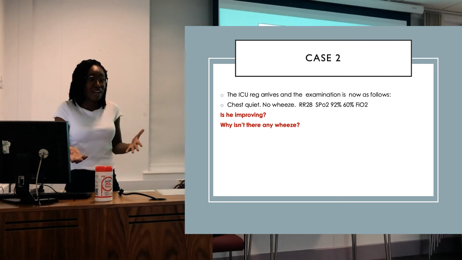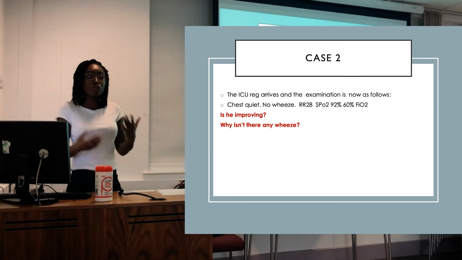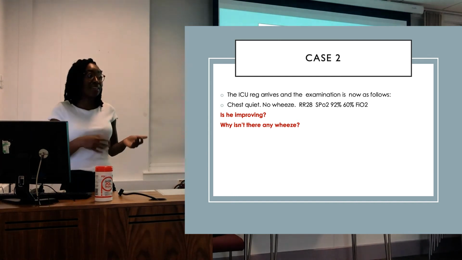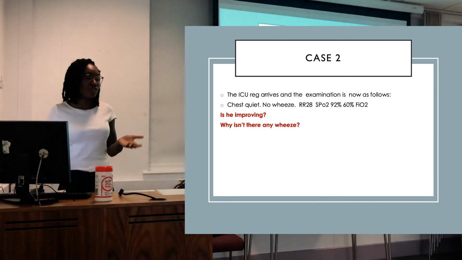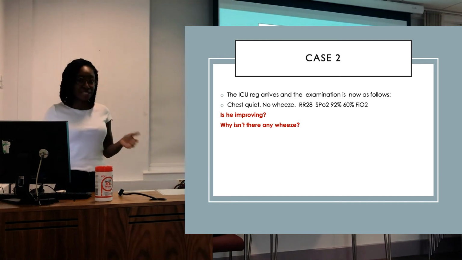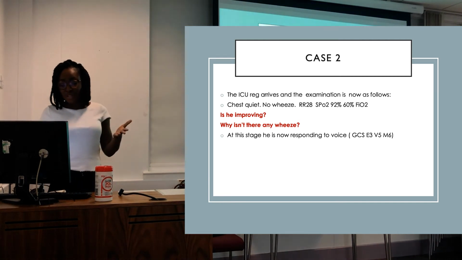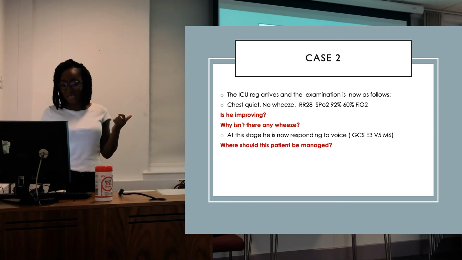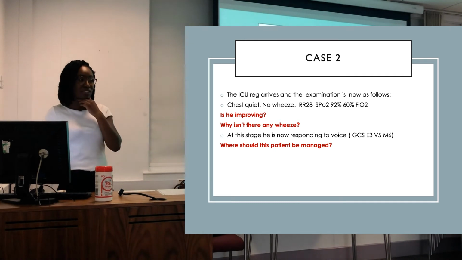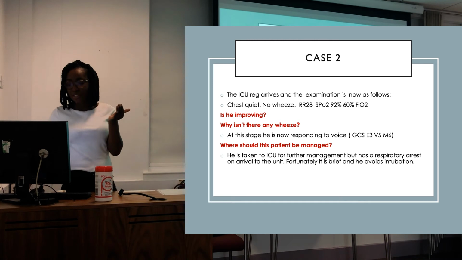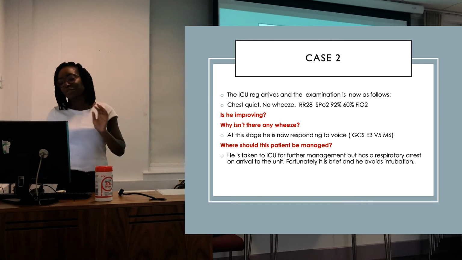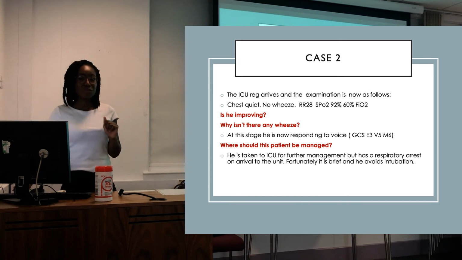He's now really tired. His respiratory rate is going down, not because he's improving, but because he's getting tired. He's on 60% and he's only saturating 92. This is a really sick patient. So at this stage, he's now only responding to voice. His GCS is E3V5M6. Where should this patient be managed? Intensive care, exactly. So he's taken to intensive care for further management, but he has a respiratory arrest on arrival to the unit. Fortunately, it's brief and he avoids intubation.